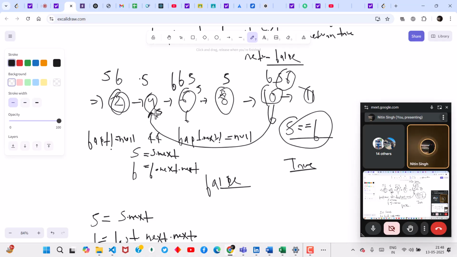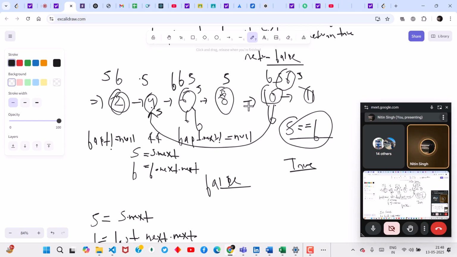There is a loop in this linked list. So after 10, it will not go to 11. After 10, this fast will be 1, 2. This fast will be here. Am I clear with this? Yeah, got it. And slow will be here.